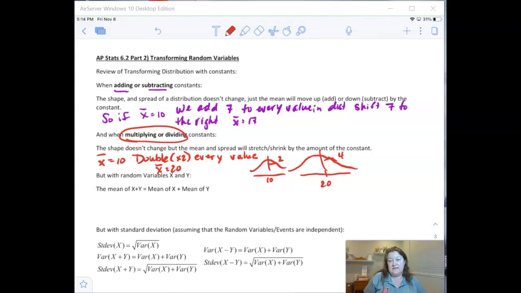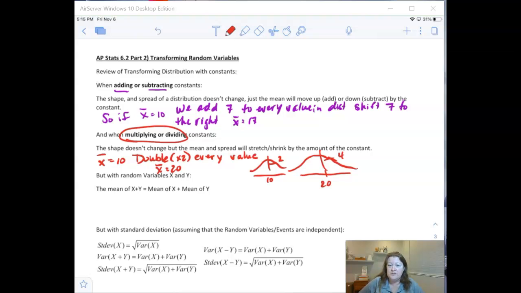So in this case, do the math to the mean, to whatever the middle is. Whether it's add, subtract, multiply, or divide, you just do the math to the mean. The thing that you need to be careful of is what happens to the spread. If you're adding or subtracting, the spread does not change, but if you're multiplying or dividing, the spread will either stretch or shrink, depending on whether you're making it bigger or smaller.